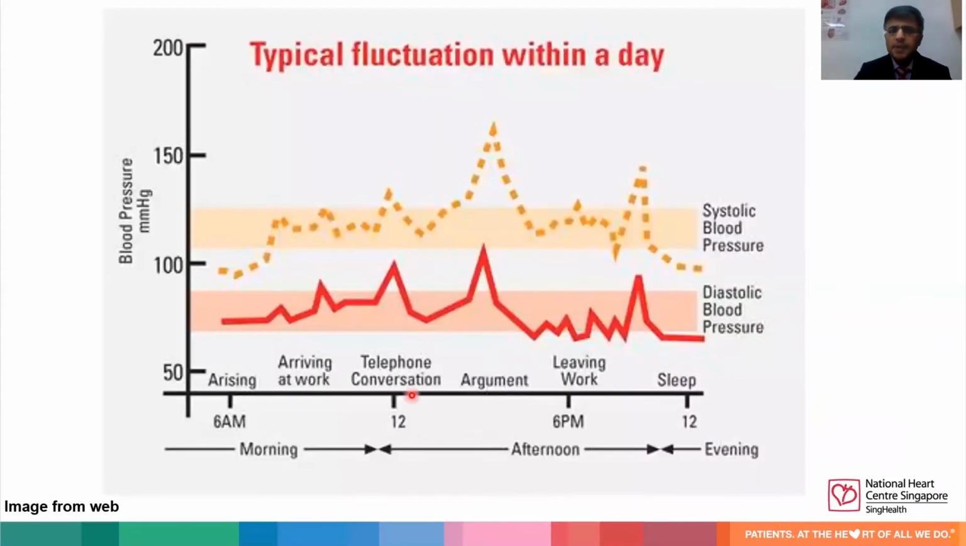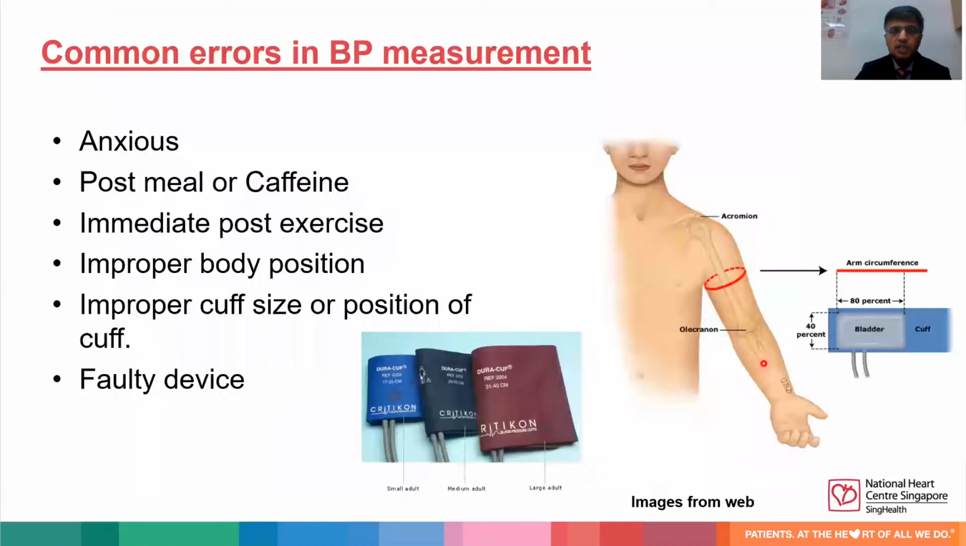A typical fluctuation of the blood pressure during the day, as you can see, is lowest immediately on waking up and after the patient goes to sleep. Then during the course of his activities, the blood pressure does rise during the day. So these are some of the normal physiological responses we see during the day.